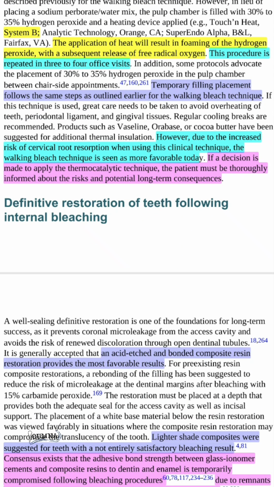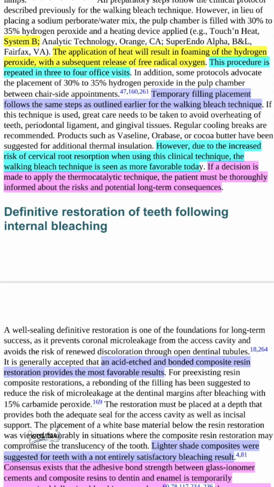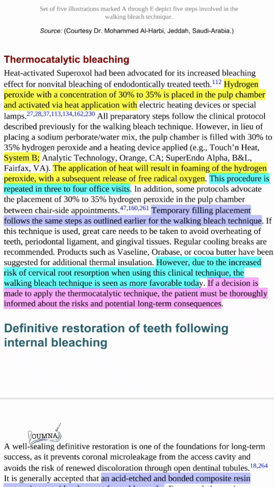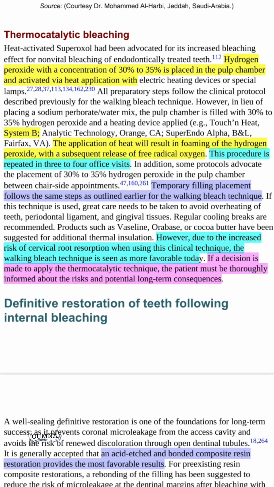But there is a high risk of cervical root resorption when we use this procedure, so the walking bleach using sodium perborate is way safer, and it is more favorable today. Even if there are circumstances that made us use this fast method of heating the hydrogen peroxide, the patient must be informed that there is a risk of development of cervical resorption.